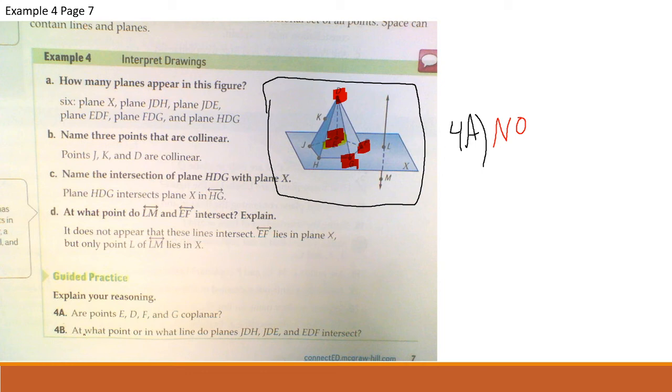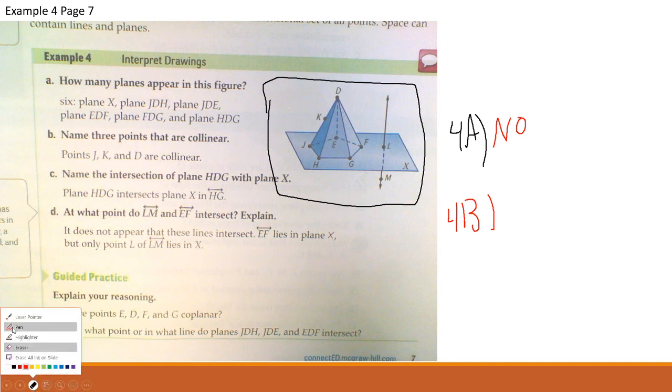And then 4b says, at what point or in what line do planes JDH, JDE, and EDF intersect? So again, let's try to figure out if we can draw that out here. So let's get my highlighter again. At what point or line do planes J, D, H? So here's J, here's D, here's H. So JDH is kind of this space right here. This is going to get a bit messy.